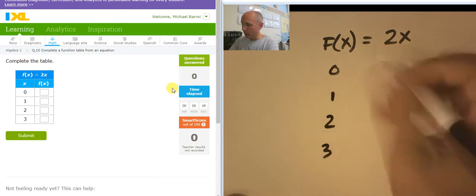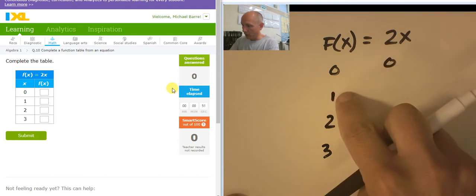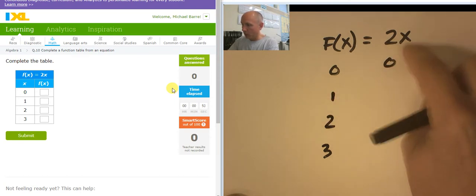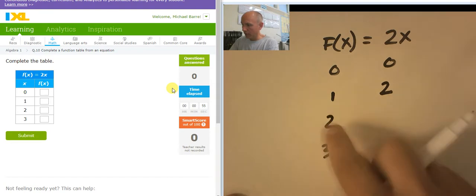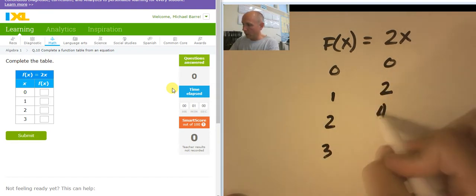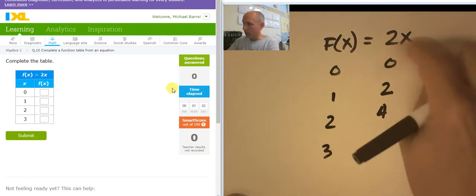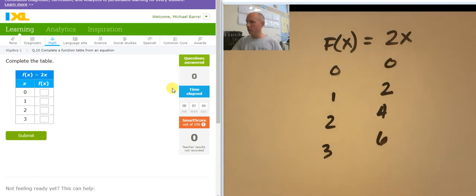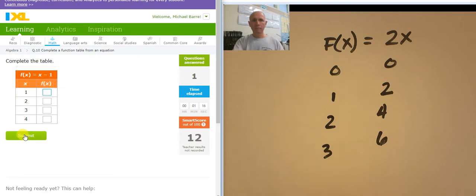2 times 0 is 0. We're going to plug a 1 in, right? Take that 1, put it right there. 2 times 1 is 2, take that 2, plug it in for x. 2 times 2 is 4. Take that 3, plug it in for x. 2 times 3 is 6. So 0, 2, 4, and 6. Yep. And that's how you complete a function table.